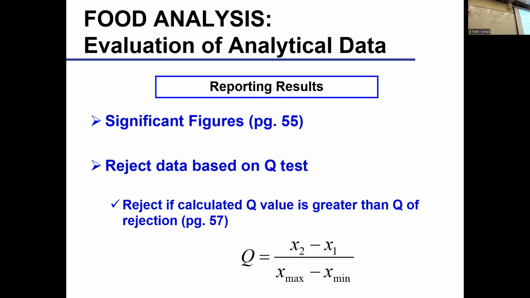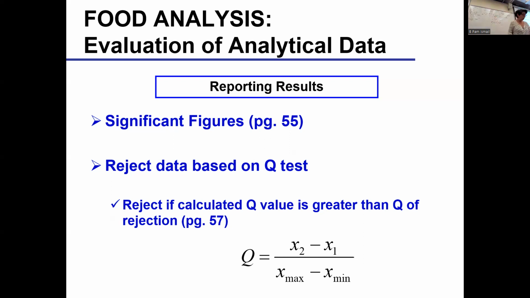In the set of data, 38 is closest to 21. So I get the difference and then divide by the range of your data, which is 45, the highest, minus the lowest. Okay? Then you get a Q value. Then in your book, page 57, there is a table for Q values. The table calls for number of observations. Let's say you have 4 replications.